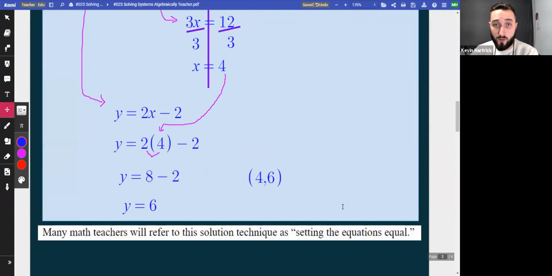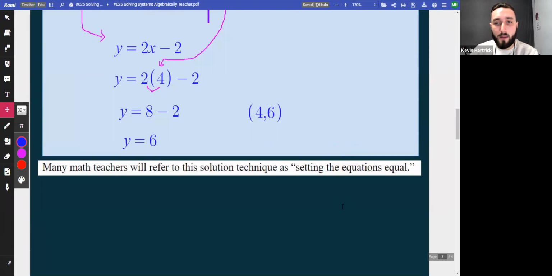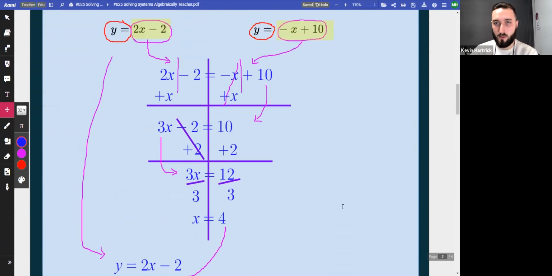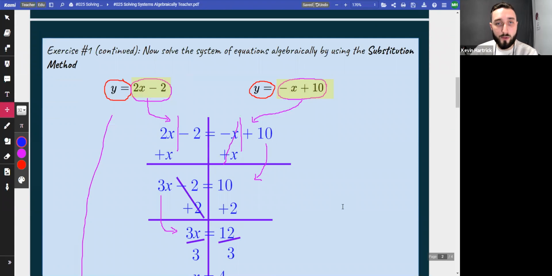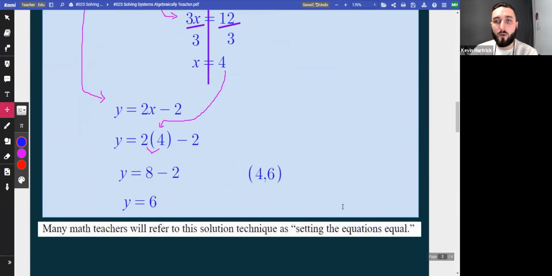Okay, that was a long video, a lot to unpack. Many math teachers refer to this technique as setting the equations equal. Okay, so we took these equations, we set them equal to each other. We found the x value. We took that x value, we plugged it in to one of the equations, didn't matter which one, we just chose one. We plugged it in, substituted, simplified, and got our y value. So you need the x, you need the y. That's the point. That's the solution in the system of equations.